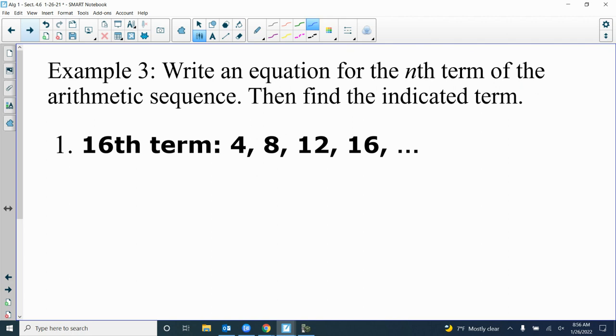All right, so for this one here, write an equation for the nth term of the arithmetic sequence. I'll show you what that means. And then we're going to find the 16th term, not by listing them all out. Okay. First thing to do, write down that formula. It said a sub n equals a sub 1 plus n minus 1 times d.